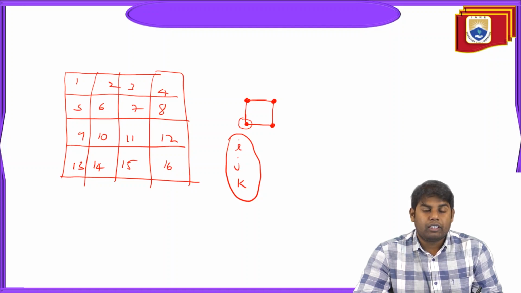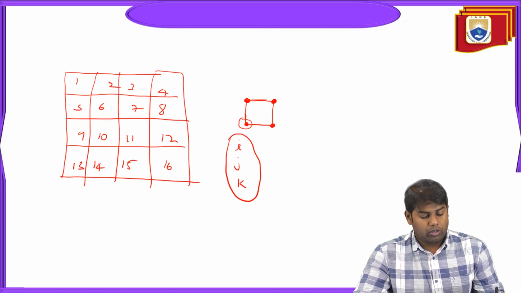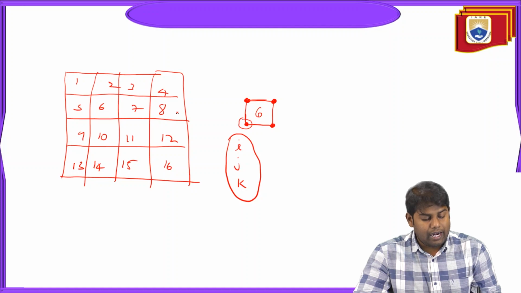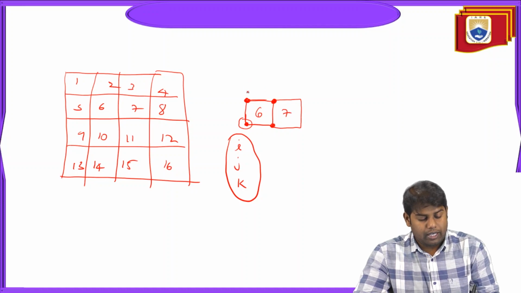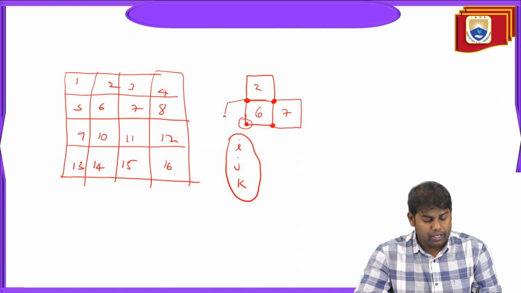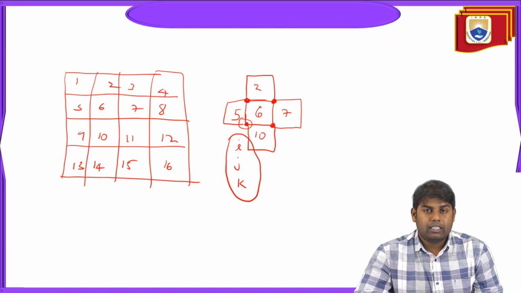Now in the finite volume method, the main thing we consider is the center of the cell, or the centroid of the cell. Here we can take this as cell number 6. For cell number 6, what are the adjacent cells we have? We have cell number 7, on the top we have 2, on the side we have 5, and at the bottom let's say we have 10. So for cell number 6 there are 4 adjacent cells.